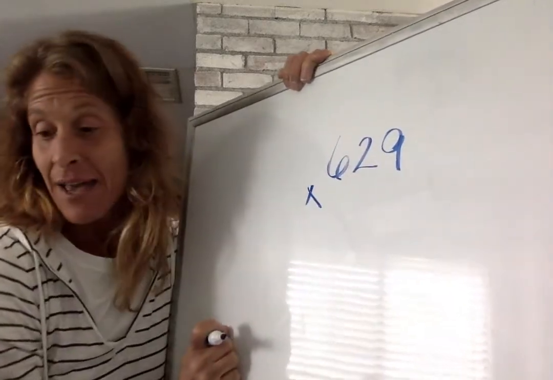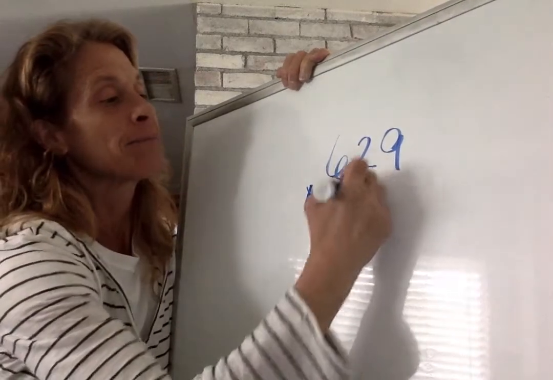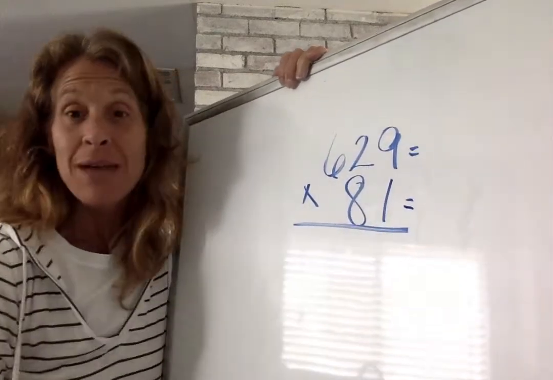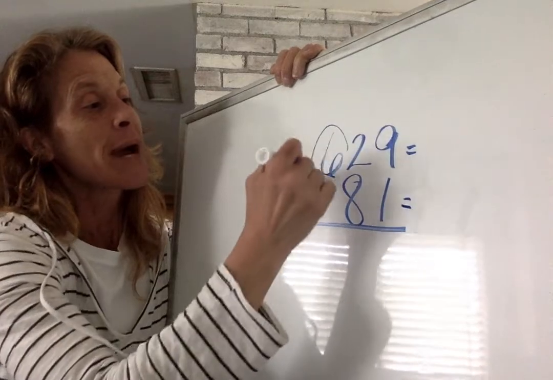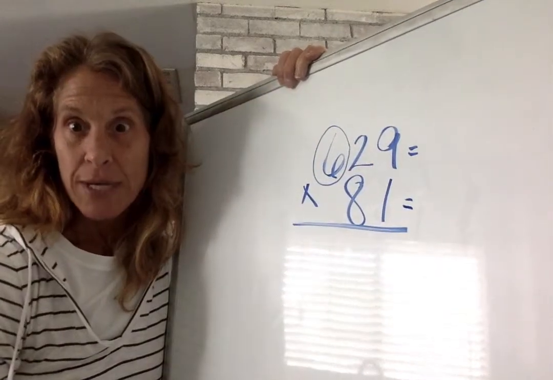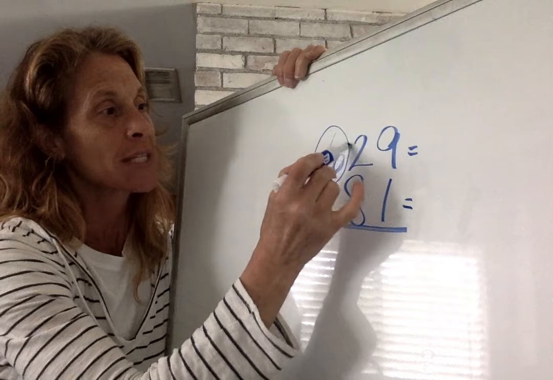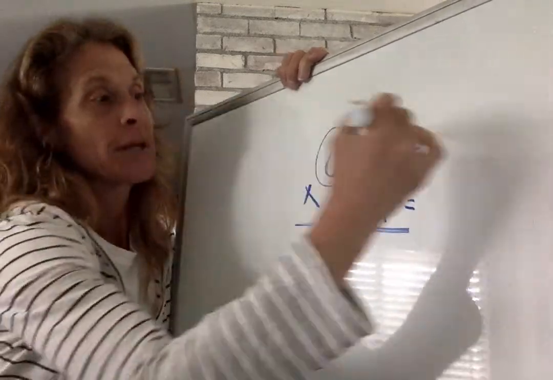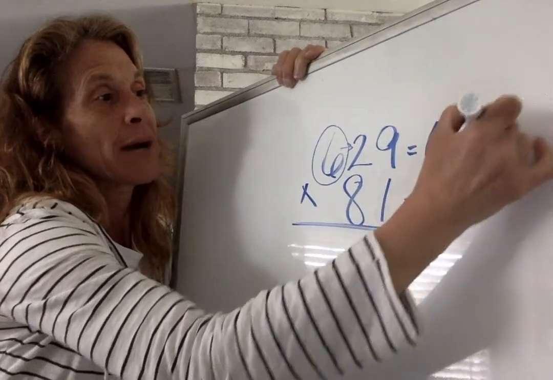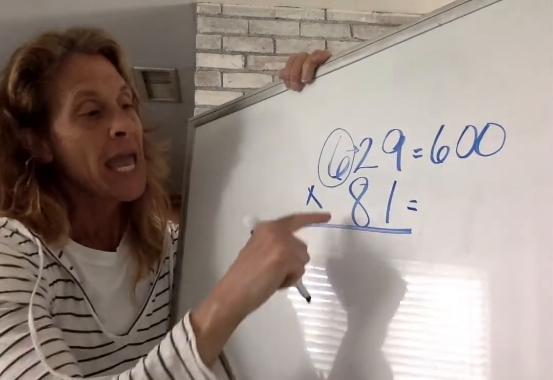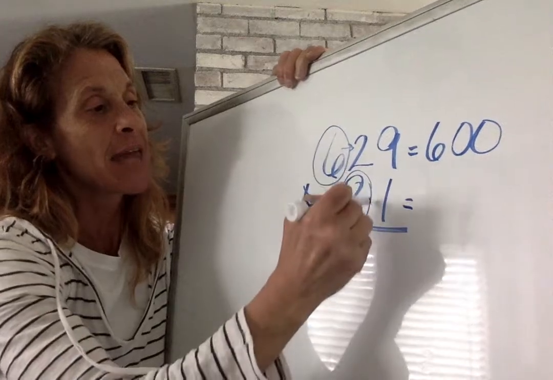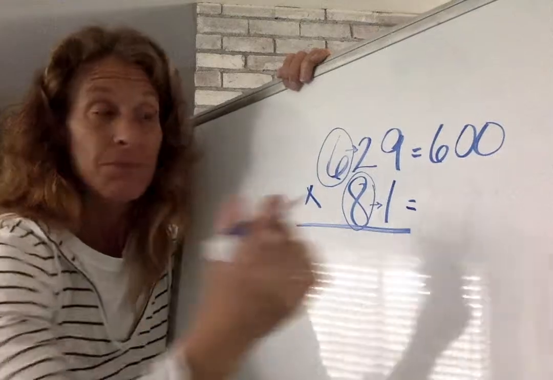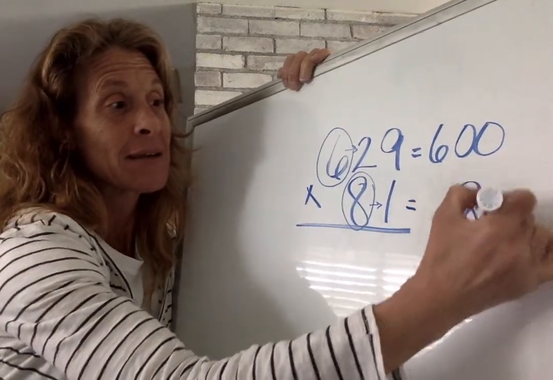629 times 81. Okay, now we're going to round. This one's going to be rounded to the nearest 100. So we look next door, it's a 2, it's smaller than 5, so we round down. 629, we round to 600. 81, we're rounding to the nearest 10, we look next door, it's a 1, it's lower than 5, so we round down. This is going to be 80.